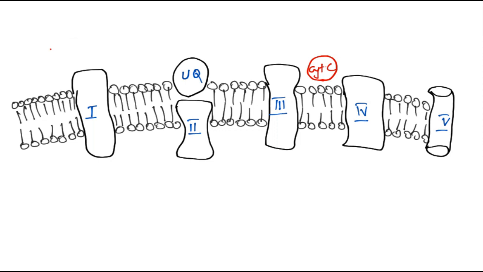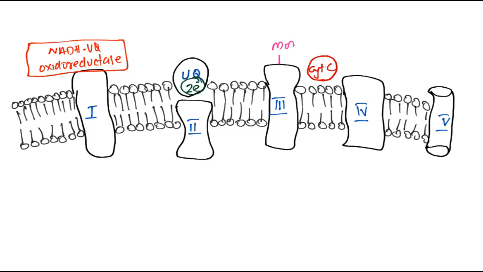So complex 1, everybody should know, is known as NADH ubiquitin oxidoreductase, or simply we can call it NADH dehydrogenase. So what happened to these electrons present in the ubiquitin? You have to know that complex 3 is more electronegative than the ubiquitin, so the electrons will go to complex 3. And from complex 3, what will happen?